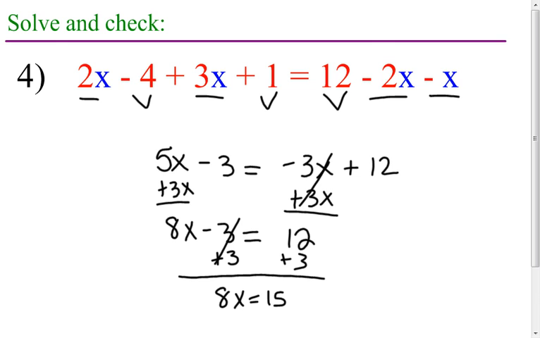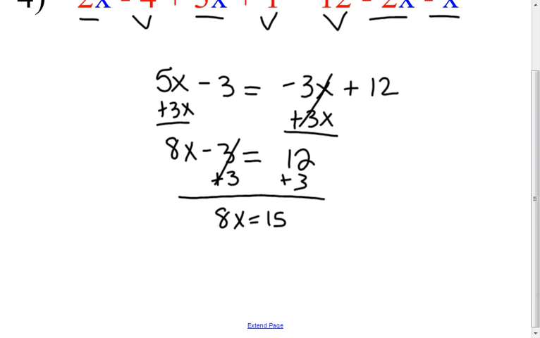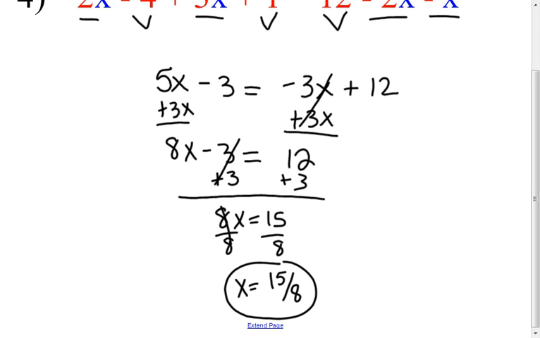I have 8 times x now, so I will do the opposite of times, which is to divide. And oh my goodness, we're getting a fraction again, which leads people to believe that they've done it wrong. But the answer here is 15/8. Okay?